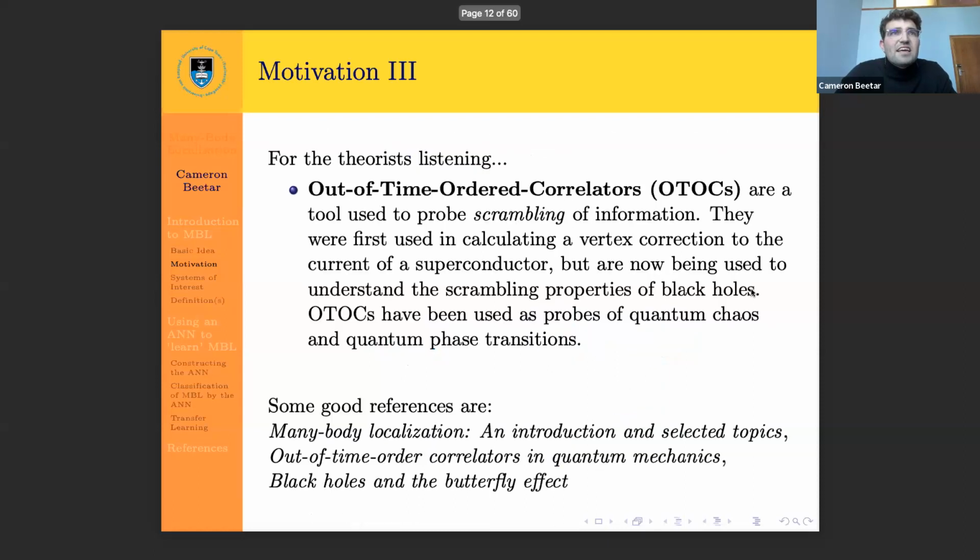And as a final motivation for the theorists listening, I just included it. It's OTOCs, or out-of-time ordered correlators. They're an idea that initially came from superconductivity, but are currently being used to probe the scrambling properties of black holes. There's a whole bunch that can be said about this, but it's just not quite relevant. OTOCs are also used in understanding quantum phase transitions. I've added some references at the bottom here, but I'm not going to speak about this any further.